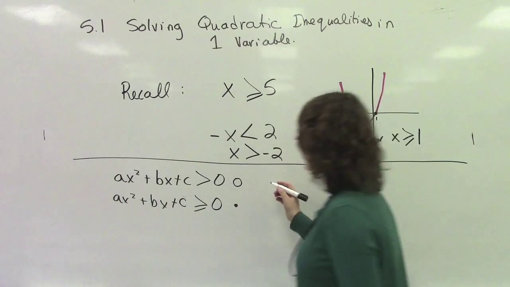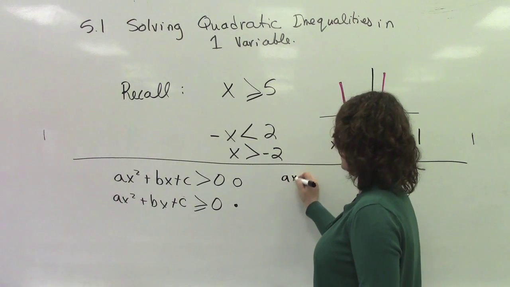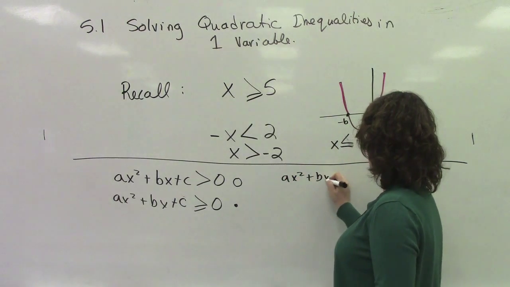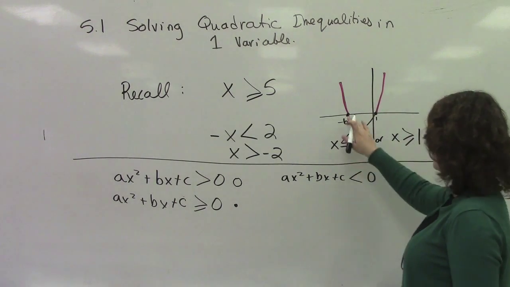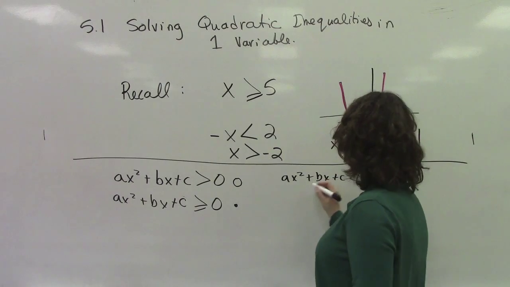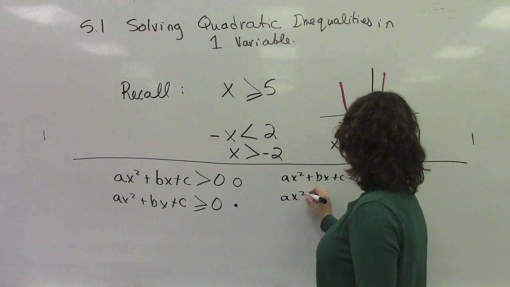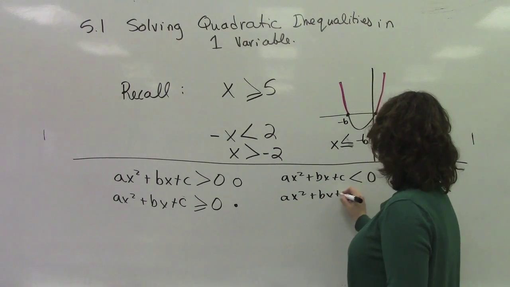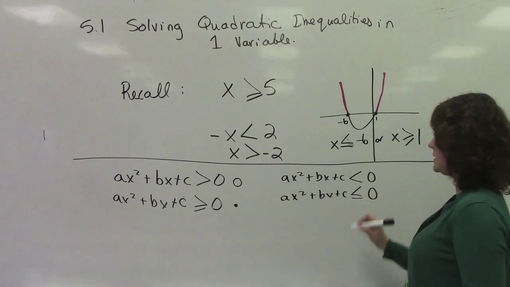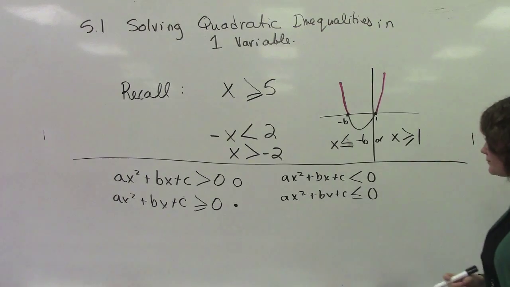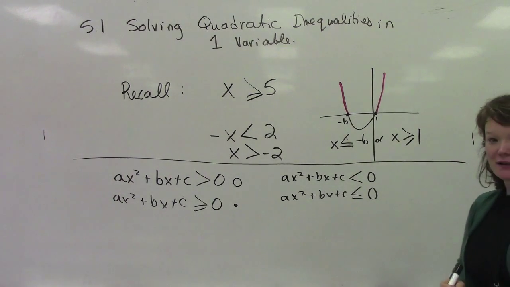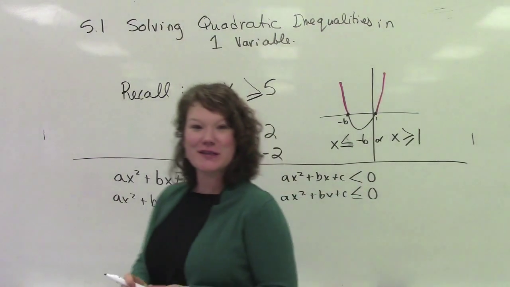Or we can see another way. We can say ax squared plus bx plus c is less than 0. So this is where it's negative here. Or ax squared plus bx plus c is less than or equal to 0. So then it would include those 0 points. Okay, so that's the intro. On to examples next.